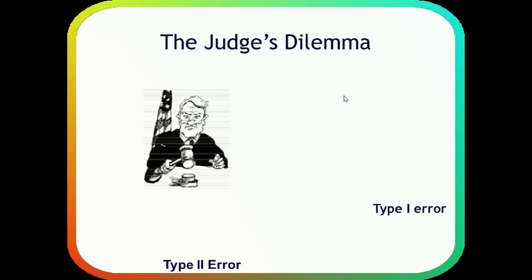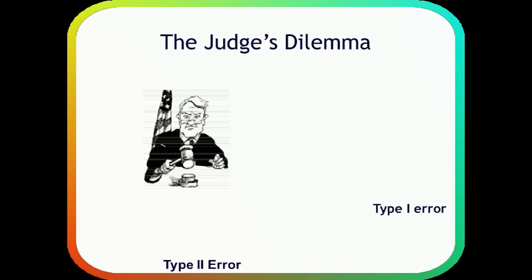Now, one more way to explain type 1 error and type 2 error is what we call the judge's dilemma, or the convicting the defendant phenomenon. Now, this is the judge, and he is the one who has the authority to give a decision about a person who has been convicted of a crime. Whether to convict the defendant or not is what we compare with either failing to accept your null hypothesis or accepting your null hypothesis.